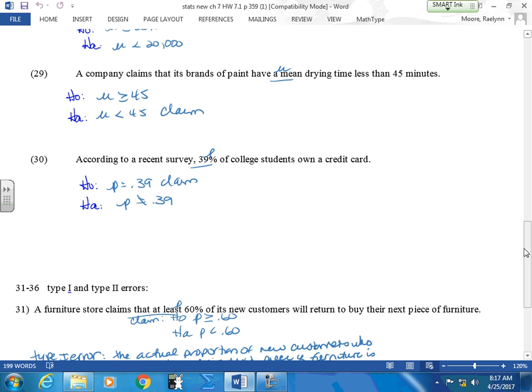Of course I'm going to say it's less time to dry. I don't want to tell you it's more time to dry. You're not going to want to buy my paint. So less than 45, it's his claim. The complement of that, greater than or equal to 45.